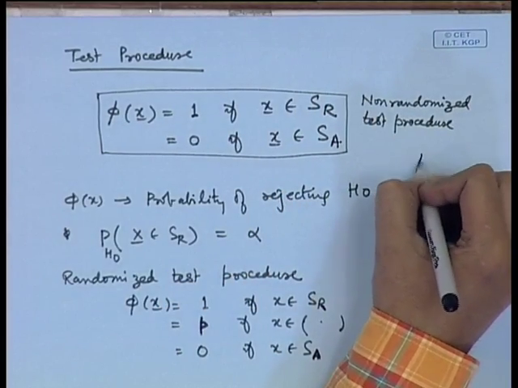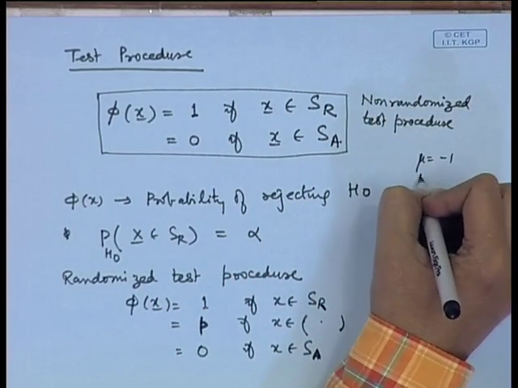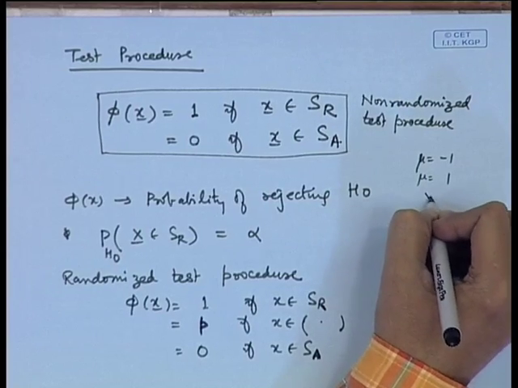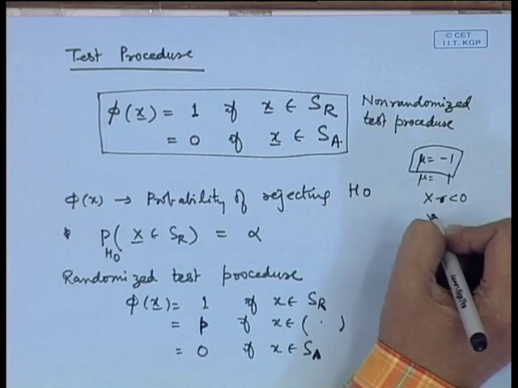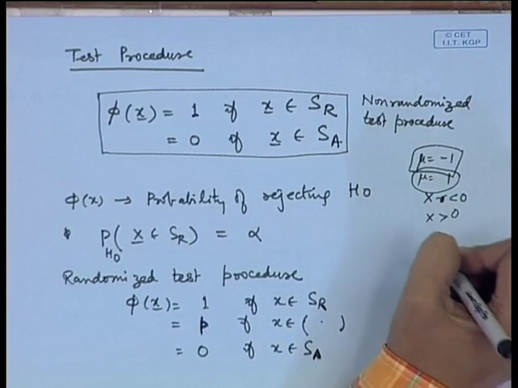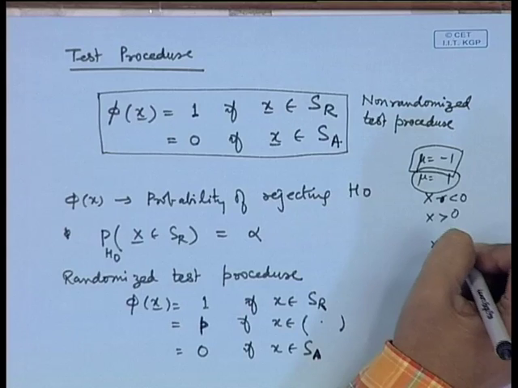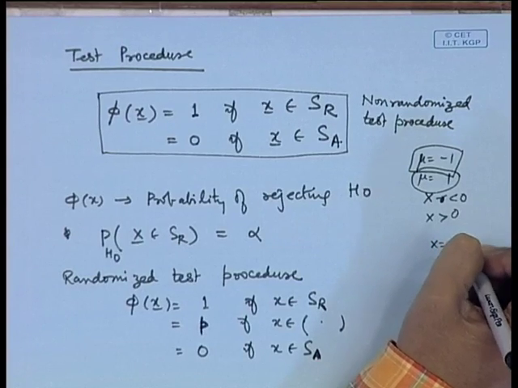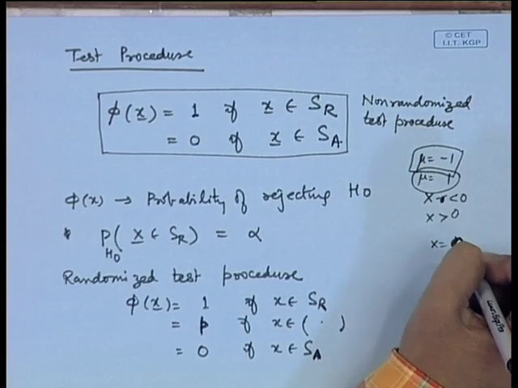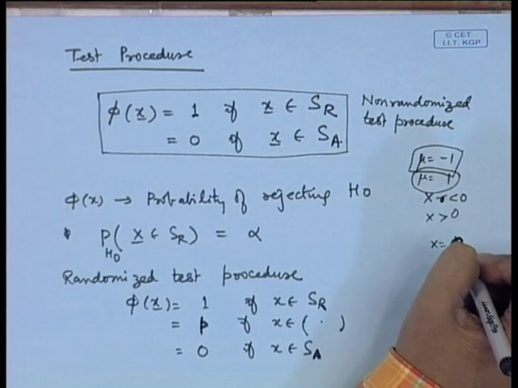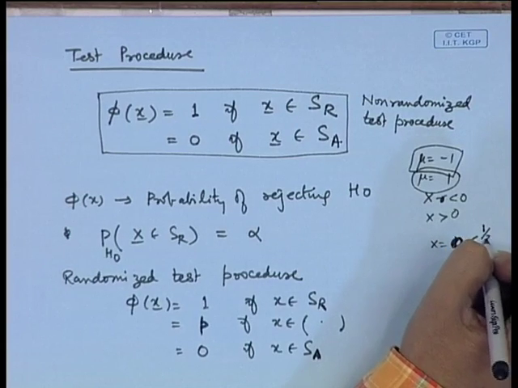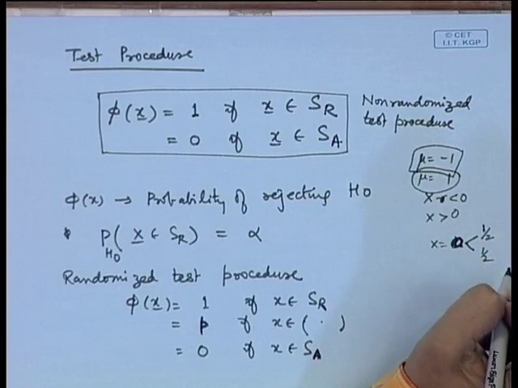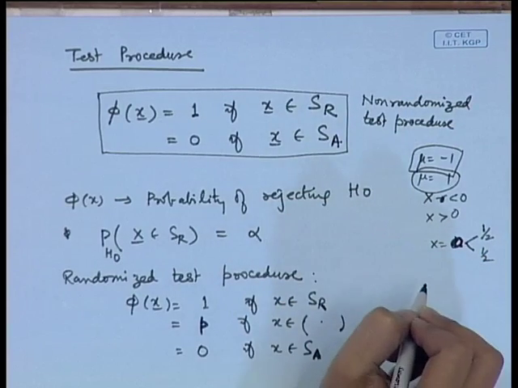This may be needed, for example, in a situation like testing say mu is equal to minus 1 against mu is equal to 1, and our test is based on x. So, if x is negative, then you go in favor of this, if x is positive you go in favor of this. Now, what happens if x is equal to 0? Although the probability of this may be 0 in a continuous distribution, in the discrete distribution this may occur with a positive probability. In that case, we may decide to conduct an additional experiment and decide on the basis of that, say a coin tossing, with probability half we accept, with probability half we reject. So, this is called a randomized test procedure.